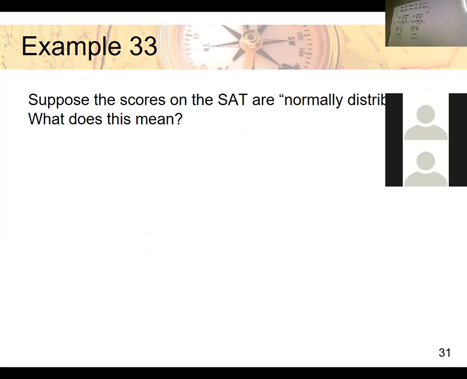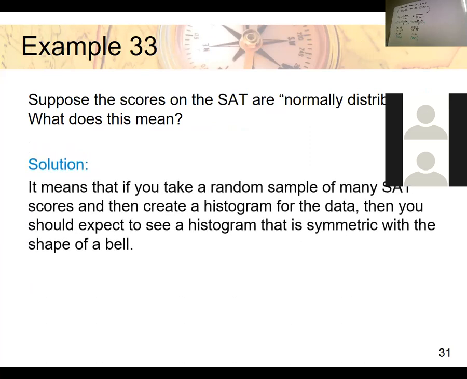Okay. So if you have SAT scores and you're told that they're normally distributed, what do we mean by that? Well, let's say we take a random sample of many SAT scores and create a histogram for that data. Then you should expect to get a histogram that's symmetric with the shape of a bell. So those test scores would be normally distributed.